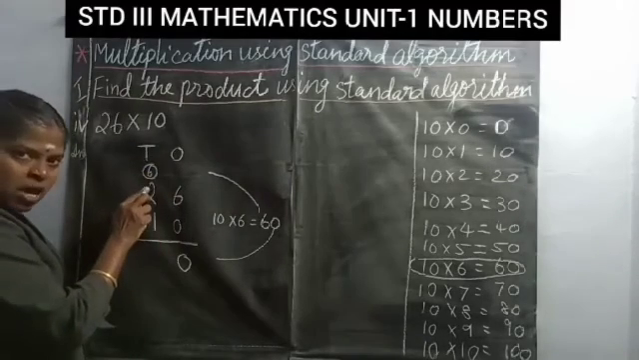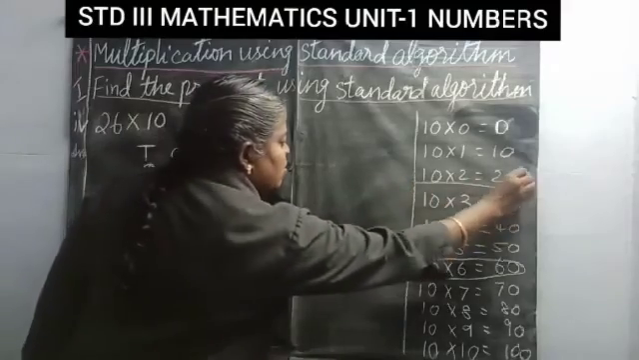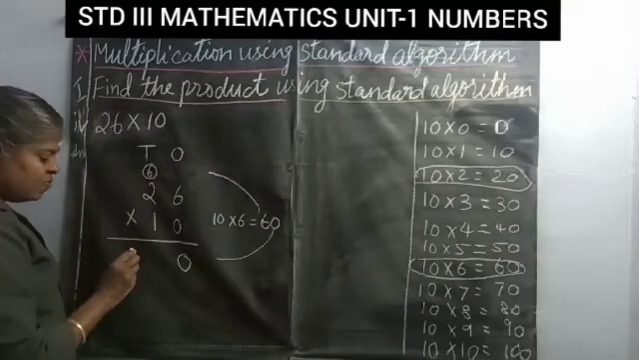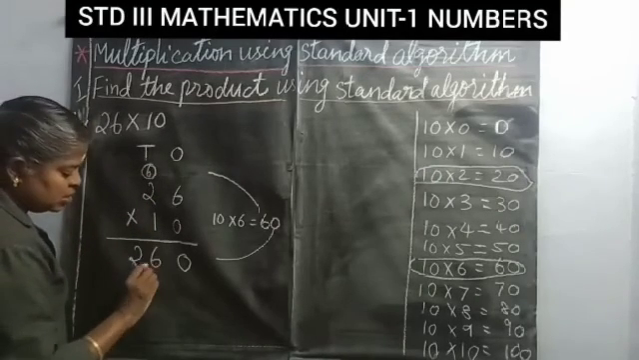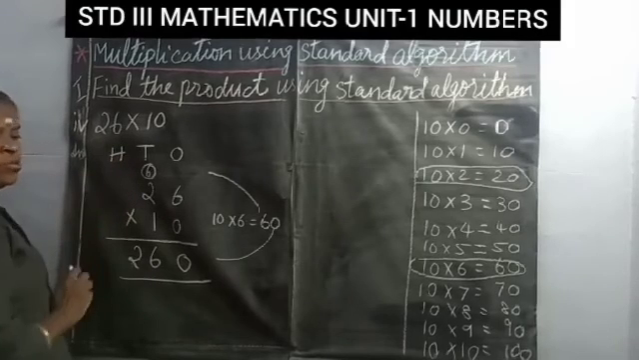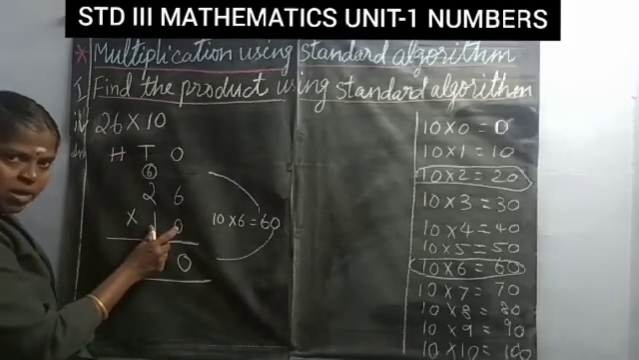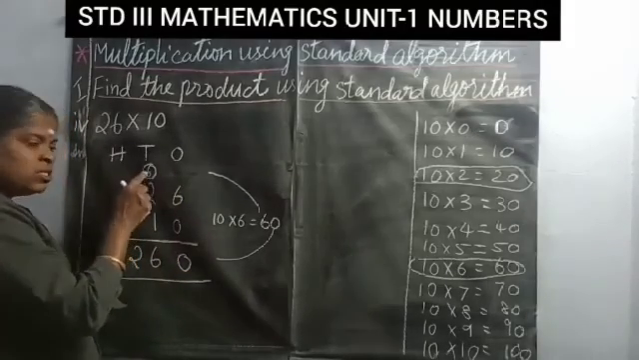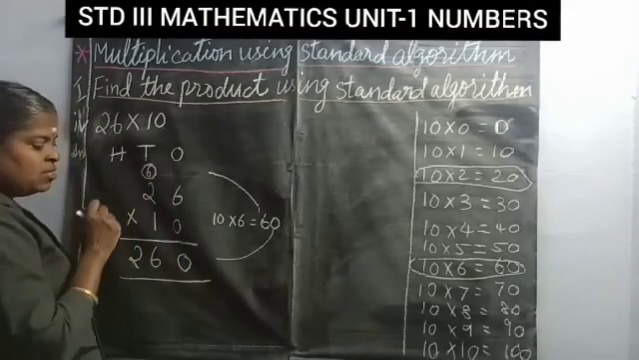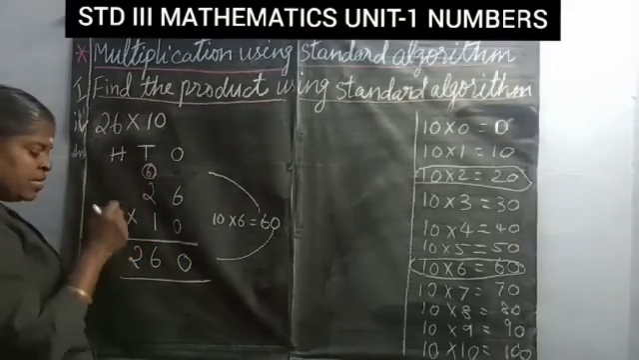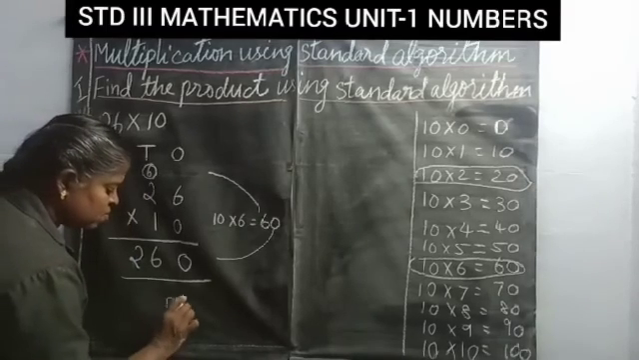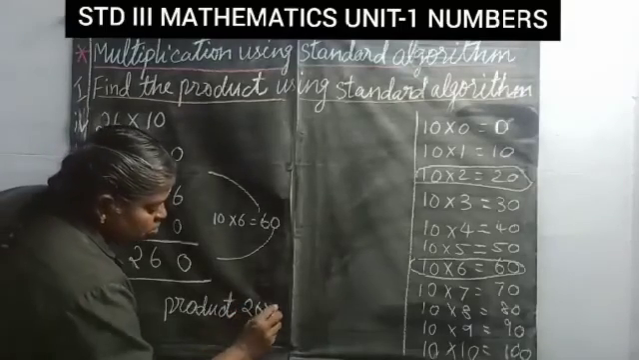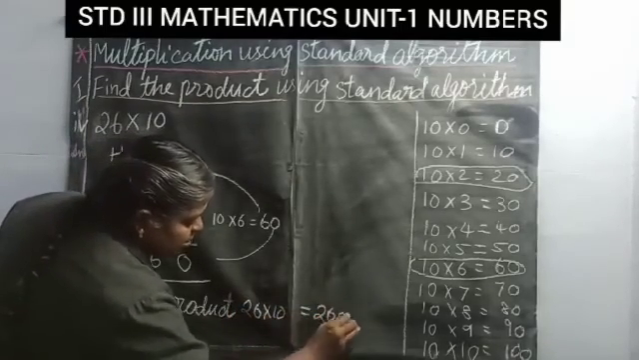After that, 10 twos are 20. 20 plus 6, 26. So first we start to multiply the ones. 10 6s are 60. 0 we write in ones place, 6 carry over in tens place. Then 10 twos are 20. 20 plus 6, 26. The product is 26 into 10 equal to 260.